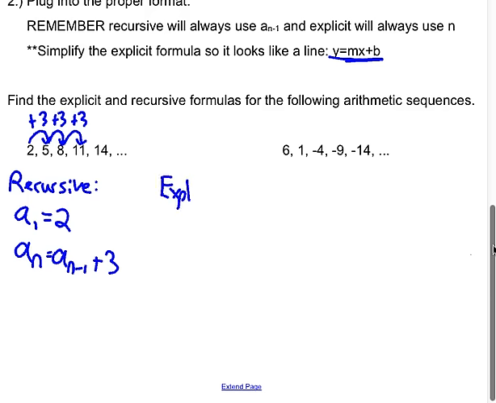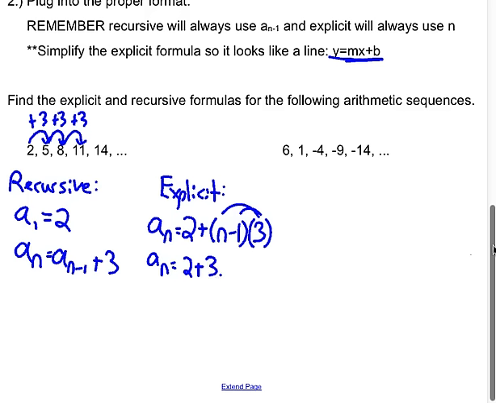Explicit. Explicit says a of n equals a of 1, which is 2, plus n minus 1. Now, for explicit formulas, think of n as your variable, okay? So n is always going to be a part of the explicit formula, not something you plug in, all right? So if I'm finding the explicit formula, n is your variable, and my d in this instance is 3. And then notice my directions say to simplify this so it looks like the equation of a line. Well, what that means is I'm going to distribute that 3, 3n minus 3. And now I have like terms. 2 minus 3 is a minus 1.